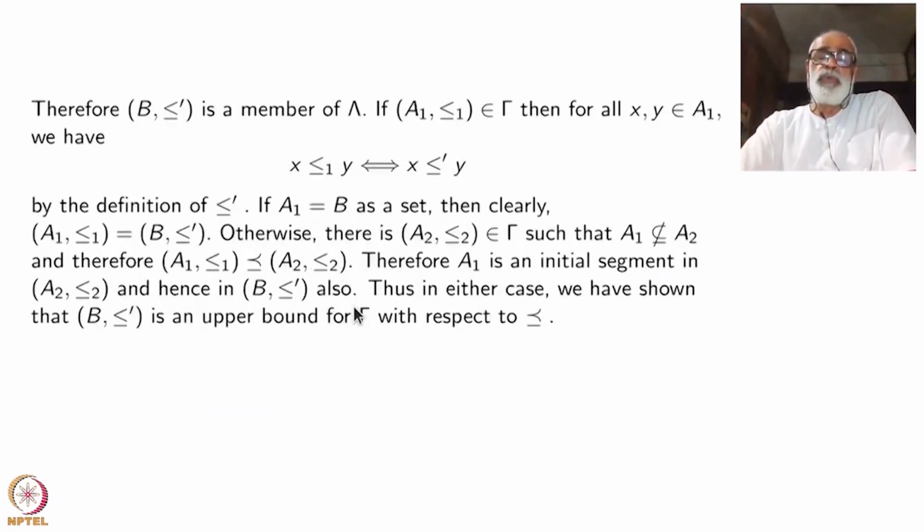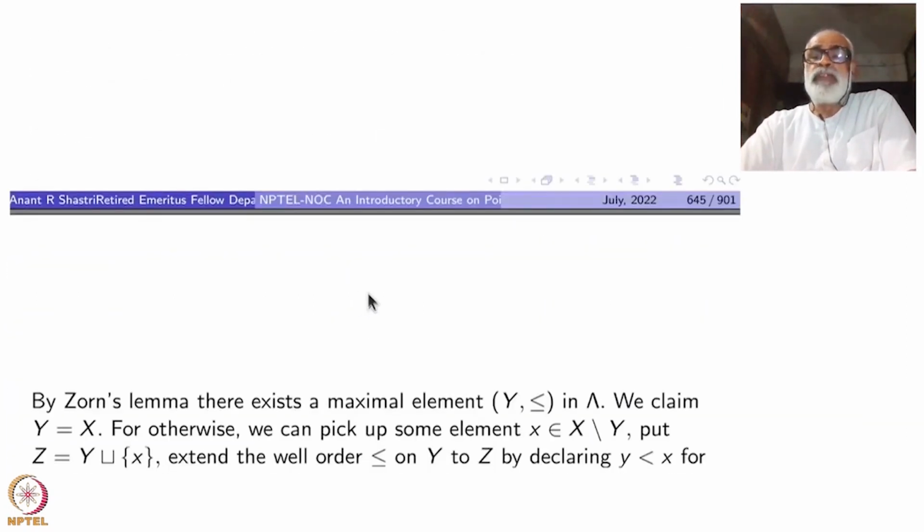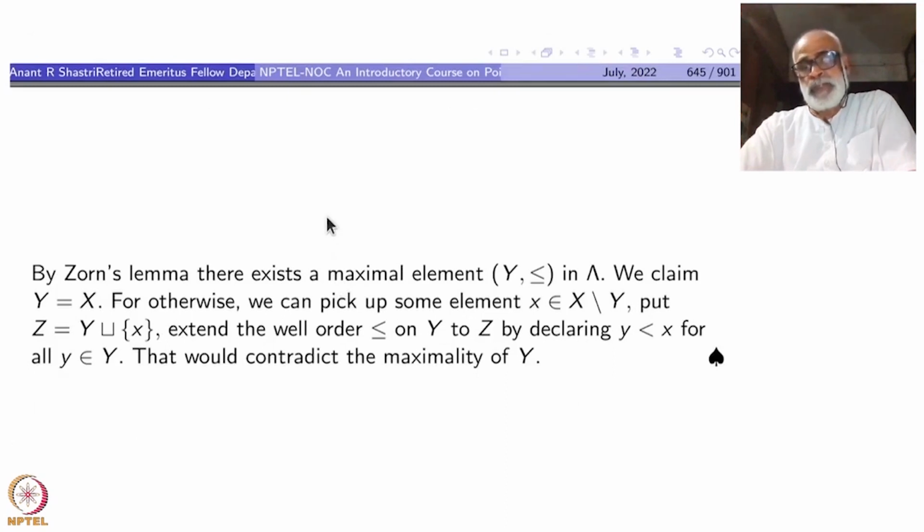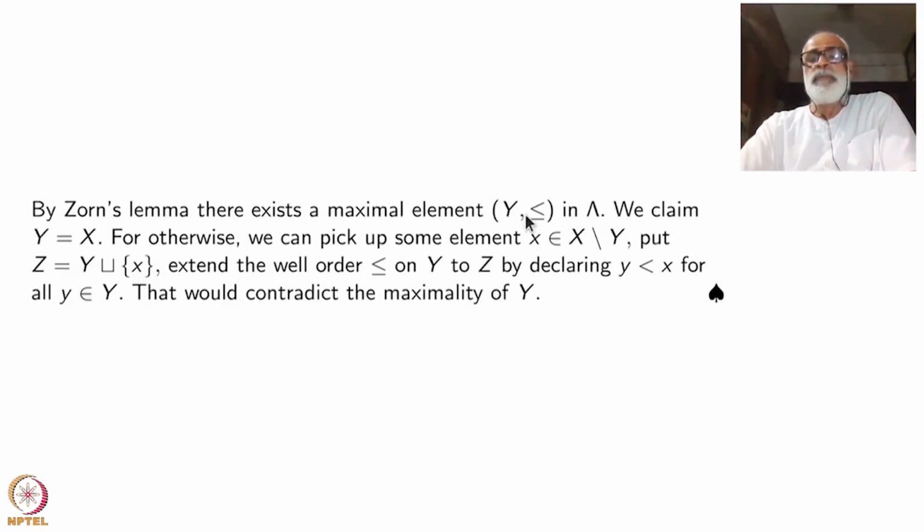So far what we have proved is that the conditions for Zorn's lemma are satisfied. Therefore, there is a maximal element Y, with this order, in X. What is the meaning of this? This means Y is a subset of X, and this less than or equal to is a well order. And if there is another well-ordered subset Y prime of X, then that cannot be bigger than this one. That Y cannot precede that one. This is a maximal element: if Y precedes, then they must be equal. So that is the meaning of maximal element.